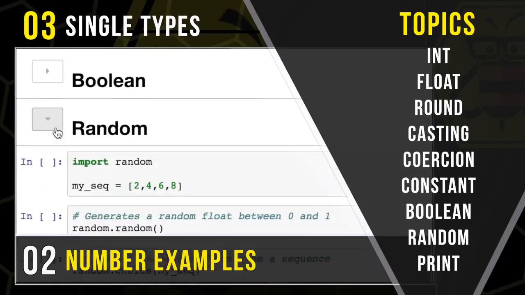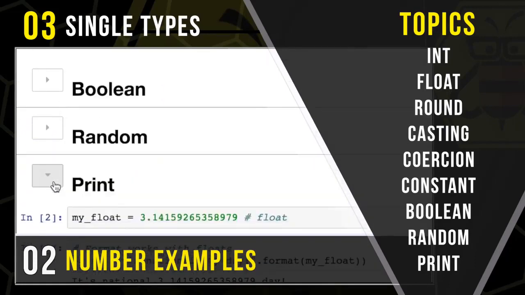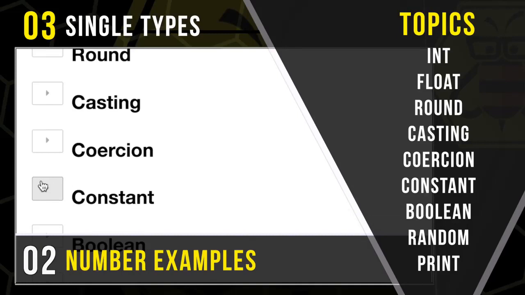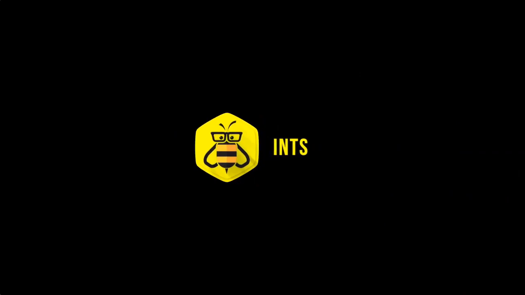And then, of course, working with some random sequences, how do we get random numbers generated? And then how do we print those to a console in the way that makes sense for whatever the application or program is that we're doing? So stay tuned, stick with me, and I can make sure that you never go bald. Let's talk integers, shall we?